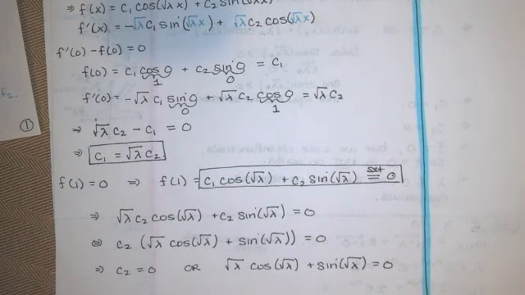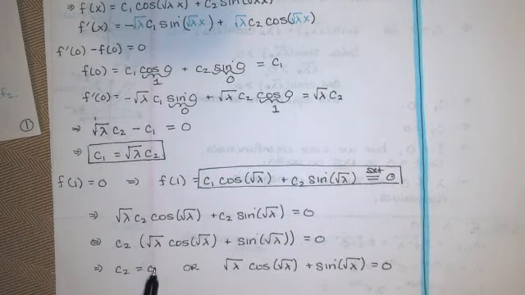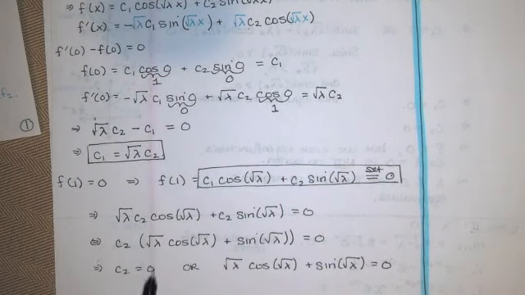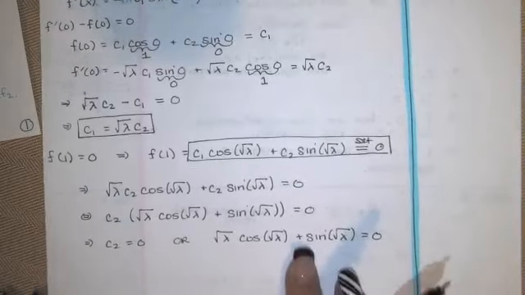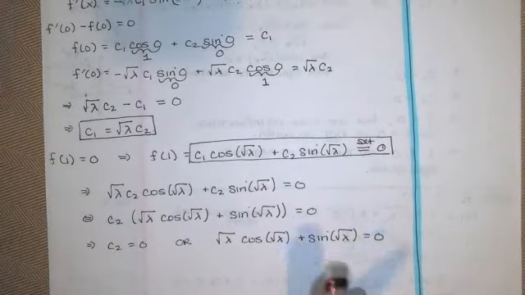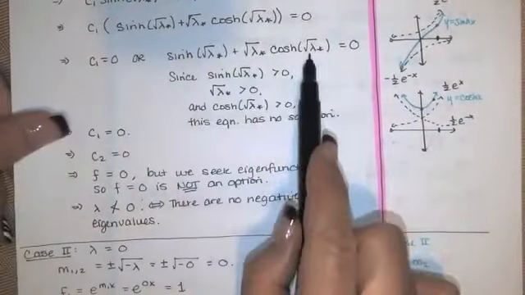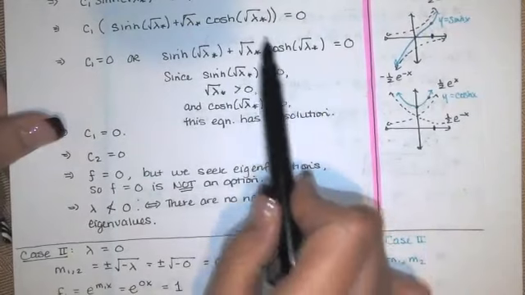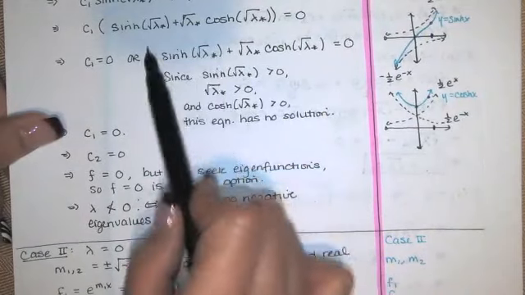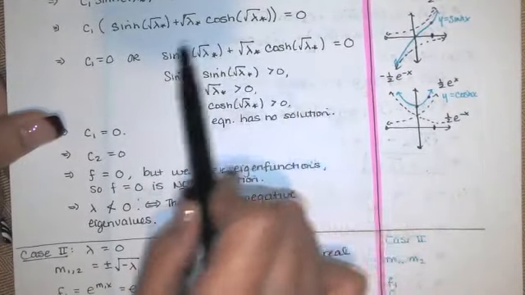And we don't want a 0 solution. We're looking for eigenfunctions, which are non-zero solutions. So we hope we don't have to default to this case. We hope that this is 0 instead. Now, remember what happened with case 1. In case 1, we had this expression, which looked very similar. But this was always positive, and we multiply by this positive number, and then we add this positive number. There's no way the sum of these two positive numbers could be 0.